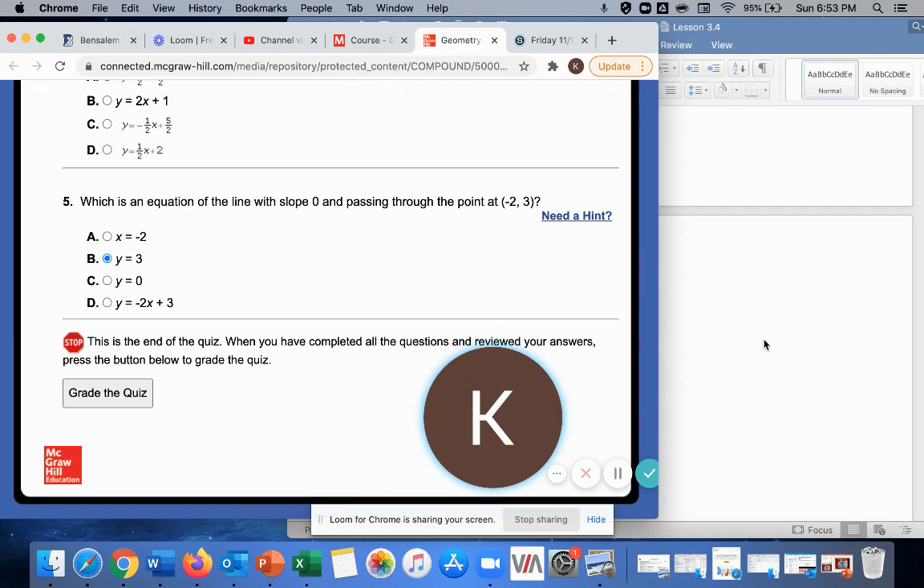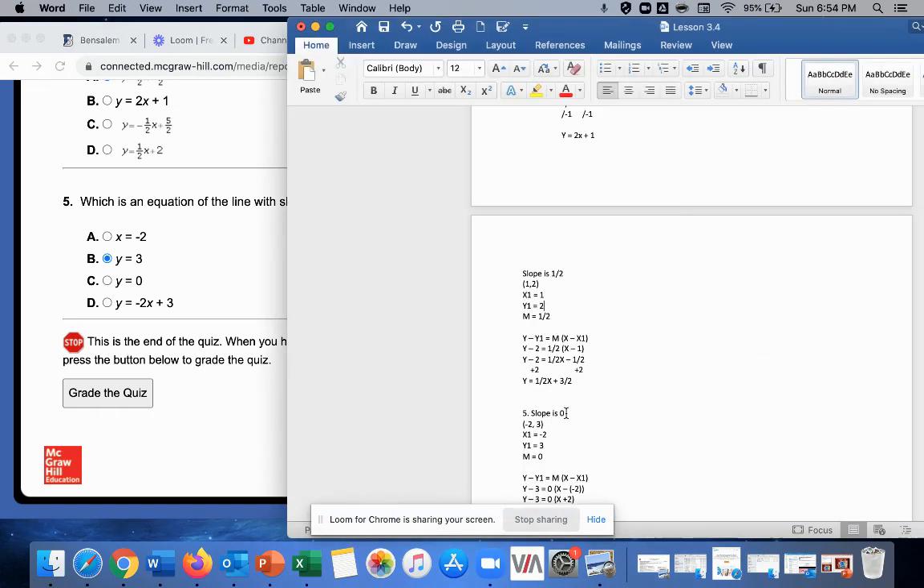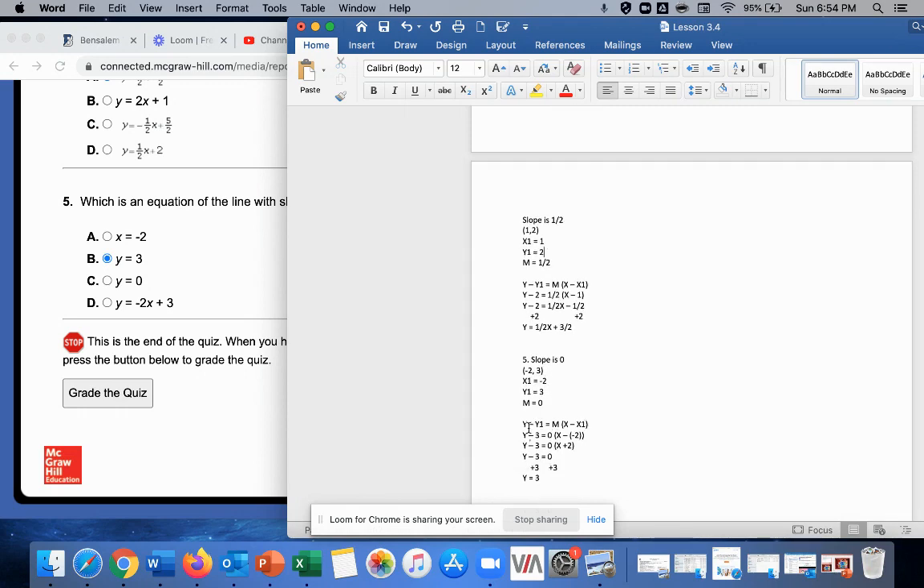All right, but let's just double check here. I did a little bit of point-slope form. Slope is 0. Coordinates are (-2, 3). x1 is -2, y1 is 3. m equals 0. So we do y minus y1 equals m times (x minus x1). Sub in: y minus 3 equals 0 times (x minus -2), which becomes x plus 2. All right, and then we distribute: 0 times x is 0, 0 times 2 is 0. So we got y minus 3 equals 0. Add 3 to both sides. They cancel out, so you're left with y equals 0 plus 3 is 3, so y equals 3.